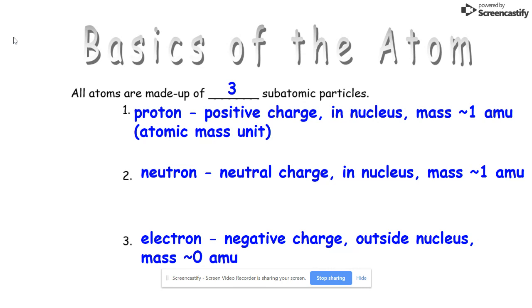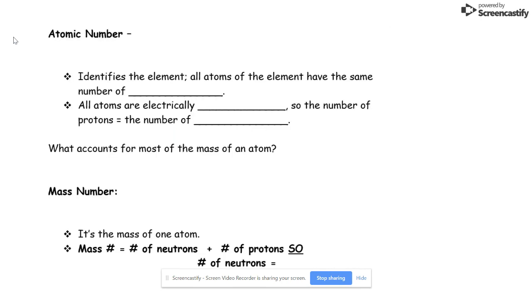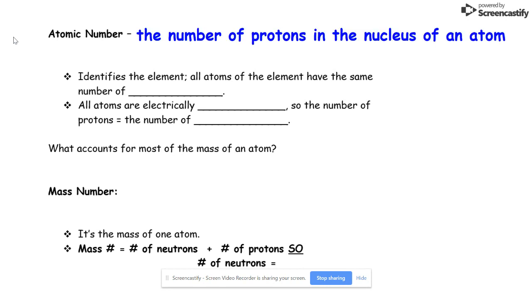They were outside the nucleus, and they had a mass of 0 AMU just because they're about 1,000 times smaller than protons and neutrons, which are already incredibly small. And then we started talking about the atomic number, which remember is the number of protons that an atom has. This is what identifies the element, because all atoms of the same element have the same number of protons. We also mentioned that protons and electrons are pretty much always equal to each other in an atom, which means that they're generally electrically neutral.